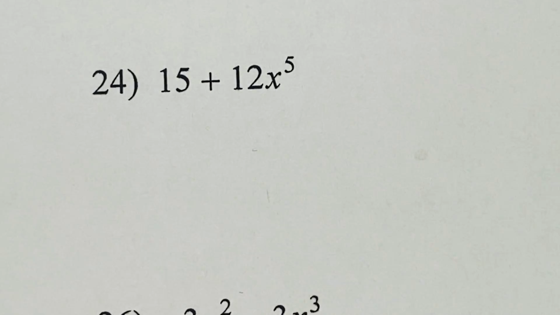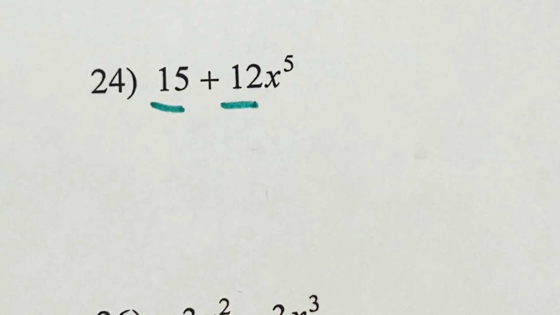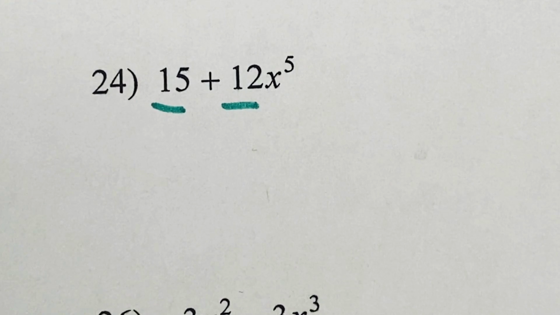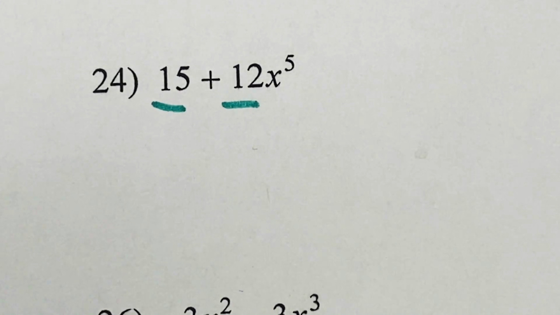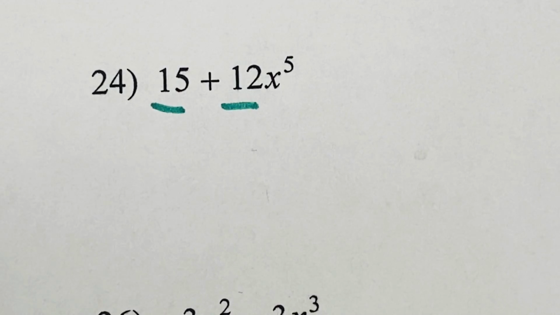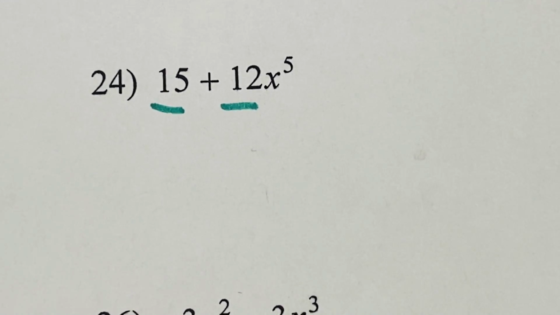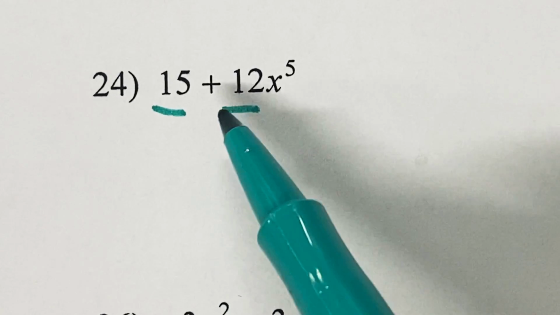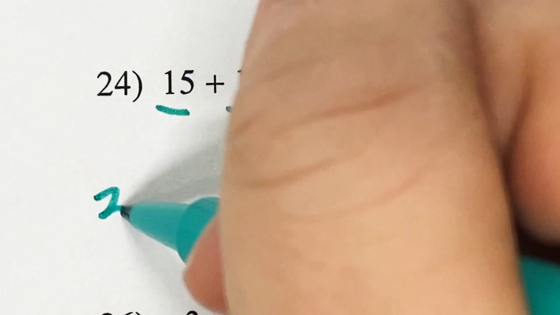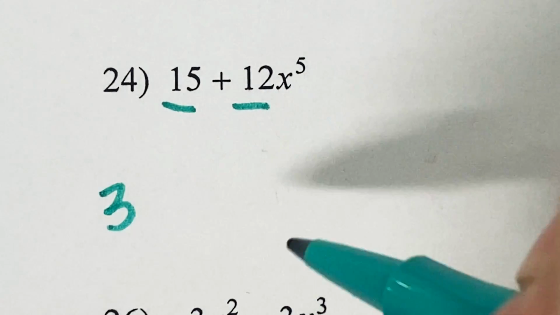Okay, so let's look at 15 now. Always look at your numbers first, 15 and 12. Look at your lists for 15 and 12 that we made. What is the biggest number that can come out of both 15 and 12? Hopefully you're looking at your list. 2 doesn't go into 15. 3, I see 3. That's the biggest number that can go into both 15 and 12. So we're gonna take out that 3. We're gonna factor it out.